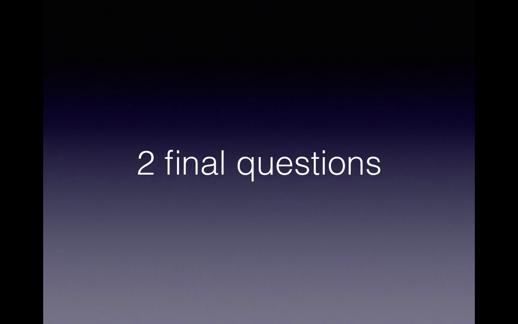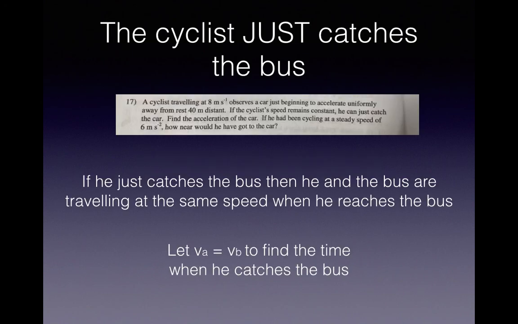Okay, 2 final questions. This is the first one. You can see there's a lot of text around it, so let's have a look at the text first of all. In it, it says the cyclist just catches the bus. What that means is if he catches the bus, then he and the bus are travelling at the same speed just as he reaches the bus. So the velocity of the cyclist equals the velocity of the bus is a condition that you're going to have to include into your calculations. So you'll have V of A and V of B, 2 formula for those, equate them, and that will give you something.